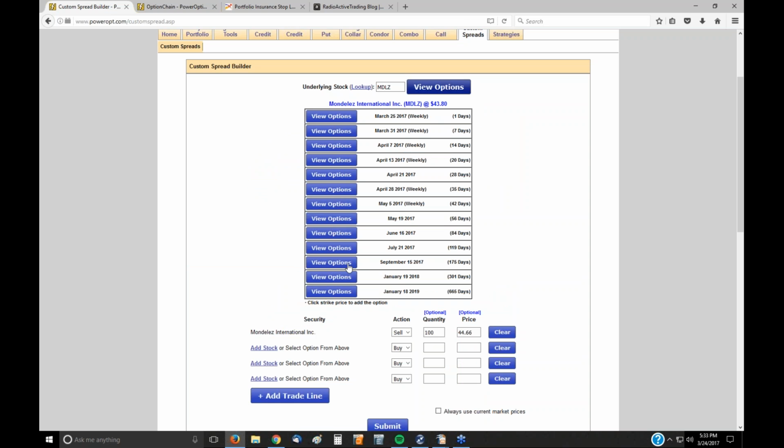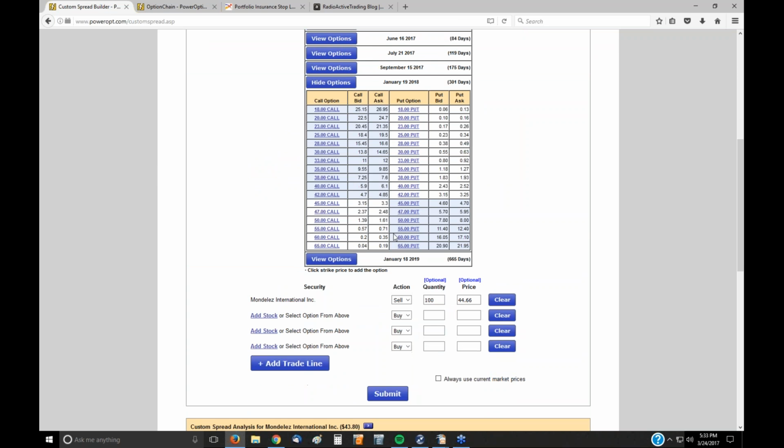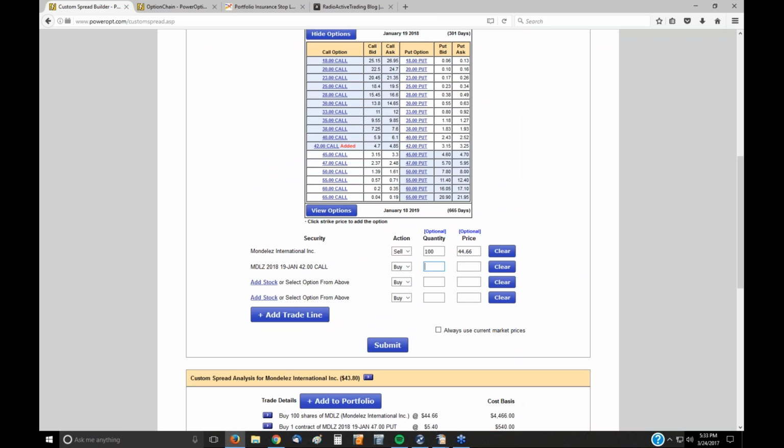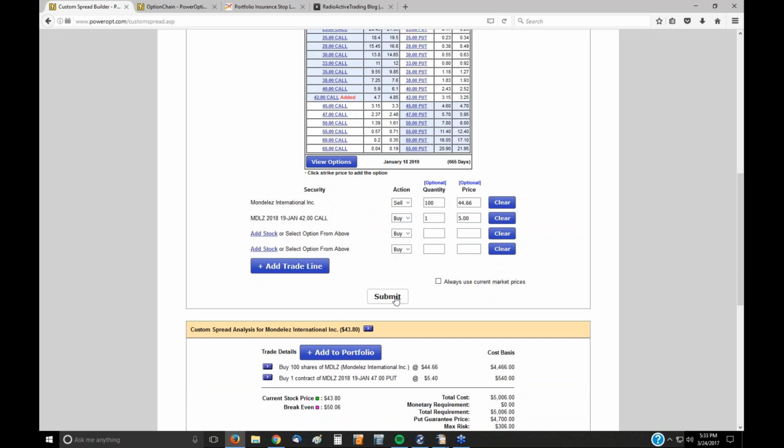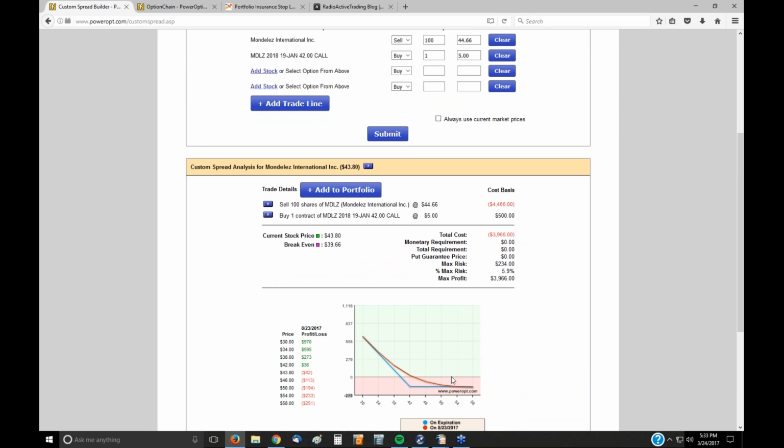And at the time, rather than buying a put, of course, to cover the short, I want to buy an in-the-money call. So let's say I bought the 42 call for a price of $5. So I short the stock and I buy the call. I am still in a bearish position, but now if the stock moves up, that's where my risk is, but it's capped at only 5.9%.